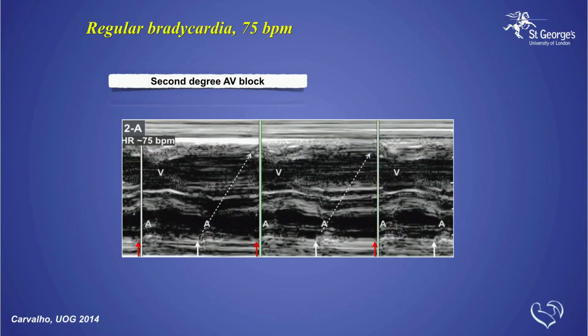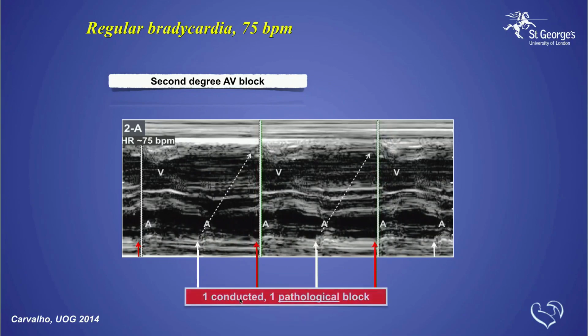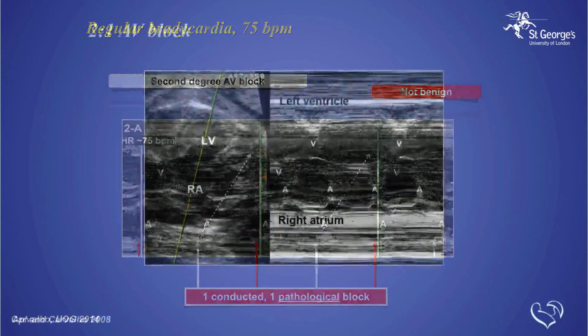Heart rate of 75. This is different from the previous one, but it sounds the same. It would sound just like that. If we look at the M mode here, we have one contraction, another one, so it's regular. Regular means it's in sinus rhythm, but if you look at the ventricles, one is followed by ventricular contraction, one is followed by ventricular contraction, and one is blocked. So this is a block, but it's blocking a regular sinus node contraction. So this is a pathological block, therefore it's a heart block. Of course, this is not benign. This is malignant. Most of the time, this is associated with anti-Ro, anti-La antibodies circulating in the maternal blood.